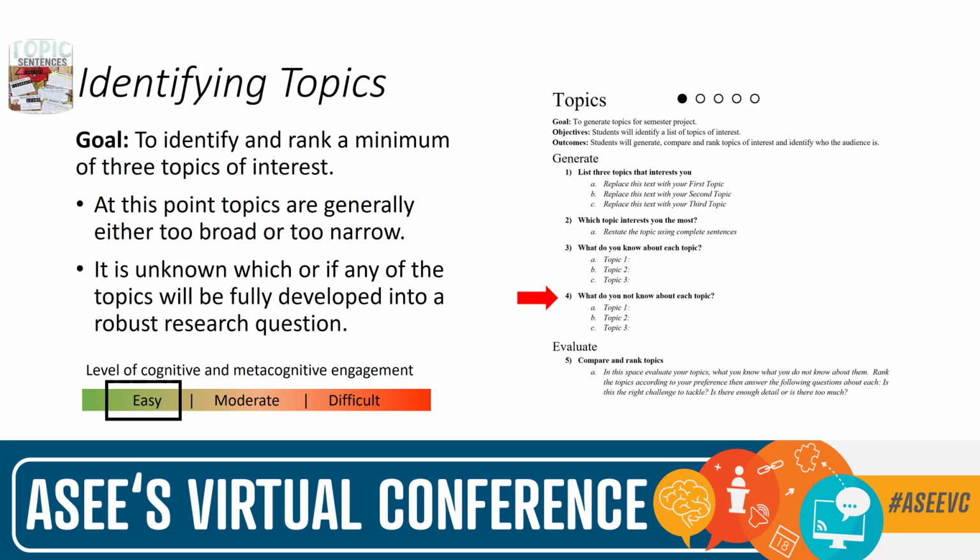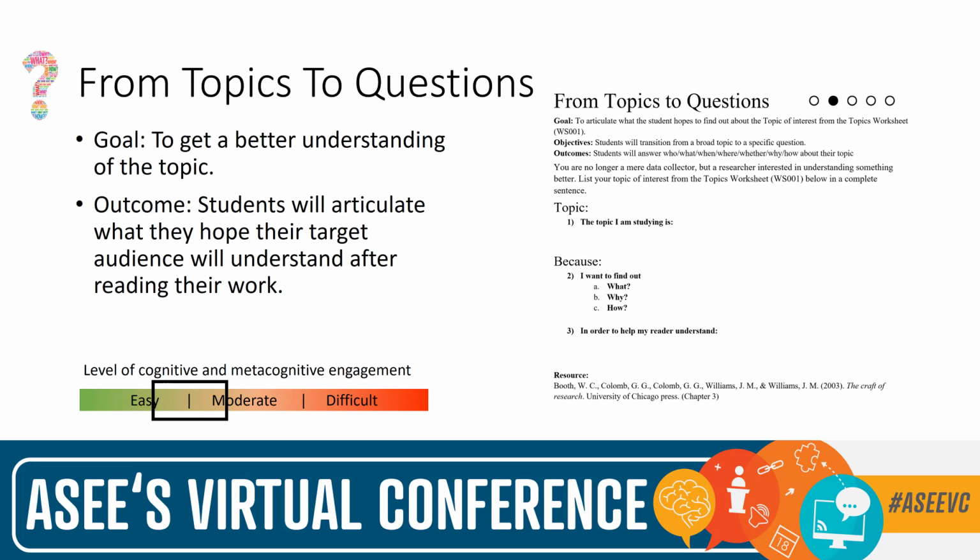Key points for this particular worksheet are encouraging students to articulate what they do not know about each topic. Upon completing this worksheet, students will generate, compare, and rank topics of interest and identify who the intended audience is for their work. The goal of the second worksheet, entitled From Topics to Questions, is to get a better understanding of the topic. To do this, students are asked to answer a number of indirect questions.